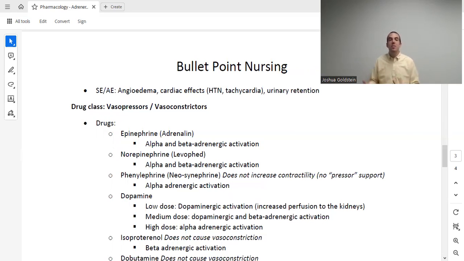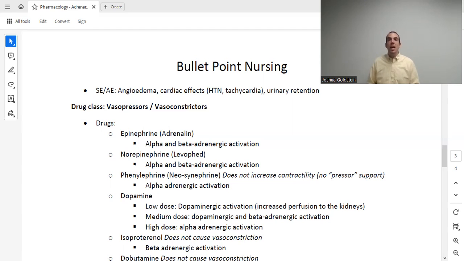Now that we covered each one individually, let's talk big picture about what to do for a patient in shock, specifically vasopressors and vasoconstrictors. Let's start by defining those two terms. A vasopressor and a vasoconstrictor are often used synonymously, however, they are not interchangeable. A vasoconstrictor is a drug that vasoconstricts, that makes the vessel smaller, or activates alpha-1, because alpha-1 is what causes vasoconstriction. So any drug that activates alpha-1 systemically would be a vasoconstrictor.